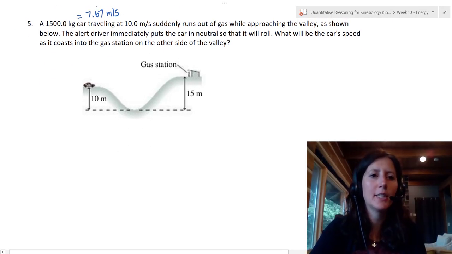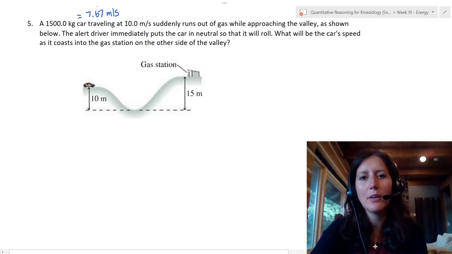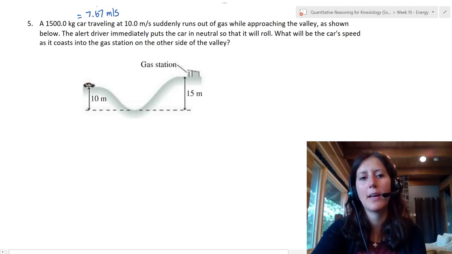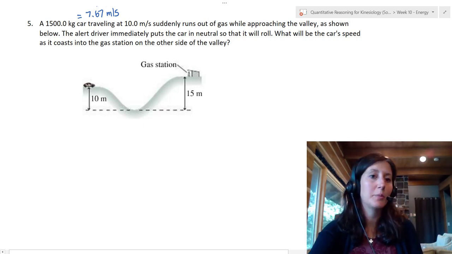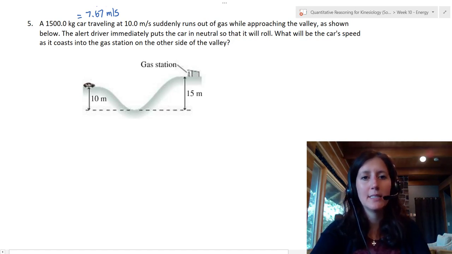A 1,500 kilogram car traveling at 10 meters per second suddenly runs out of gas while approaching the valley as shown below. The alert driver immediately puts the car in neutral so that it will roll. What's the car's speed going to be as it coasts into the gas station on the other side of the valley?